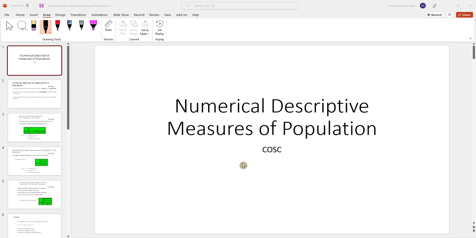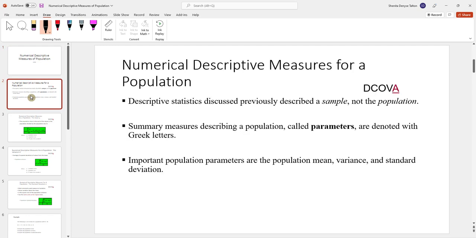In this video, I will talk about the numerical descriptive measures of population. Descriptive statistics discussed previously describe the sample, not the population. Summary measures describing a population, called parameters, are denoted with Greek letters. Important population parameters are the mean, the variance, and the standard deviation.